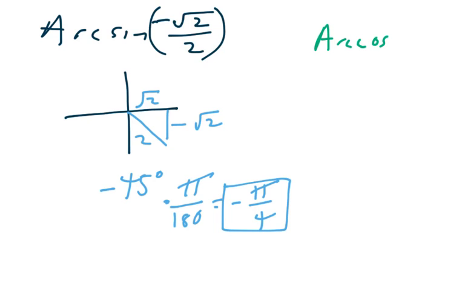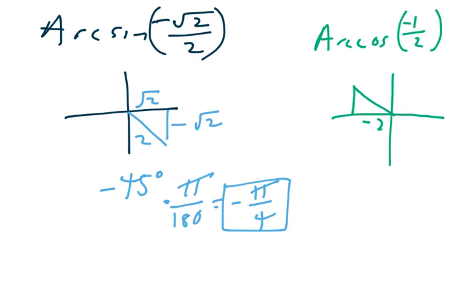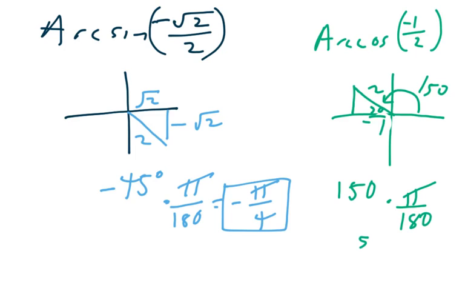If I did arc cosine of 1/2, let's do negative 1/2. Cosine, when it's negative, is the one in the second quadrant. So there's negative 1. And the 2 is the hypotenuse. And this is a 30, 60, 90 triangle where this is 30. So that part is going to be 150. Once again, we want the answers in radians. So this is going to turn out to be 5 pi over 6.